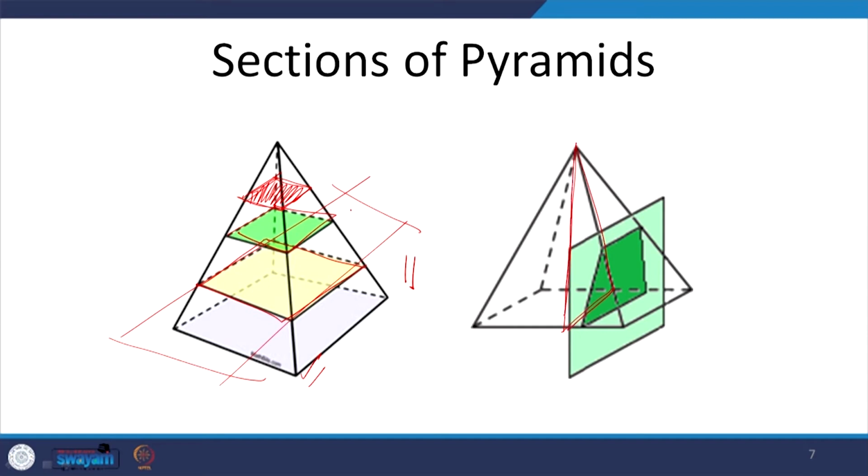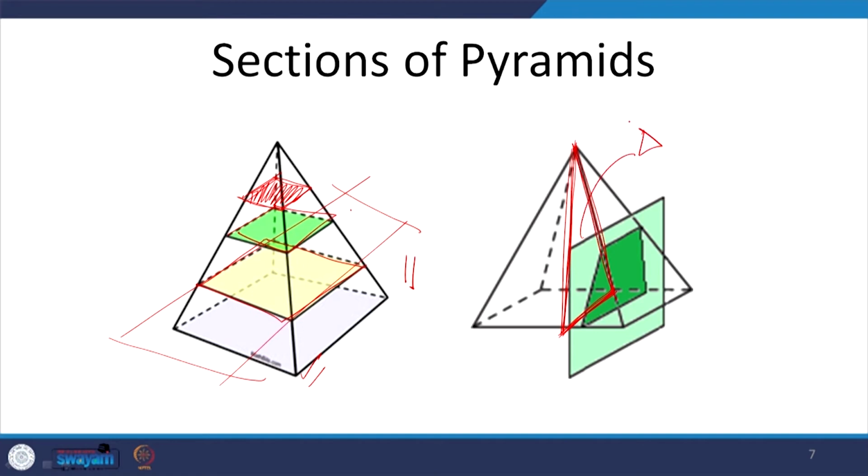If it was perpendicular, what do you get? You get a triangle if it is passing through the apex. So, any pyramid, it could be a square base pyramid, a pentagonal pyramid, hexagonal pyramid, any pyramid, if the section plane is perpendicular to the base and passing through the apex, we will get a triangle for sure.